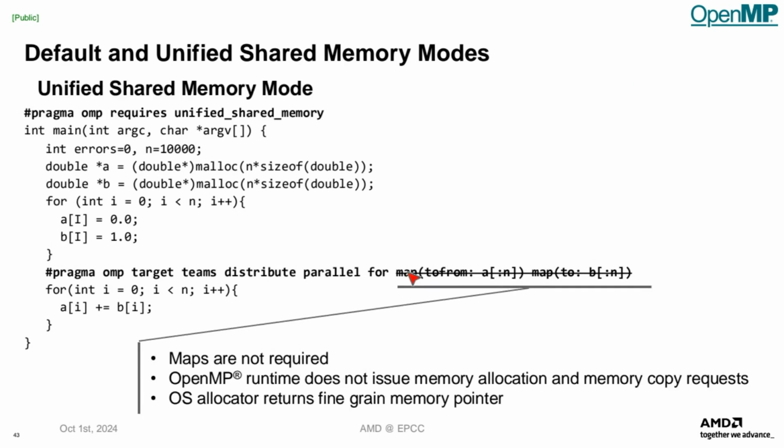If I don't do the map and I just rely on the unified shared memory parameter right here that says, hey, I want to use the same pointers I use on a CPU that I allocated using my OS calls and I want to use them on my kernel, what you're going to get is fine-grained memory. So the memory that comes out of the OS allocators is fine-grained. But this will work because you have unified shared memory, and this is supported.